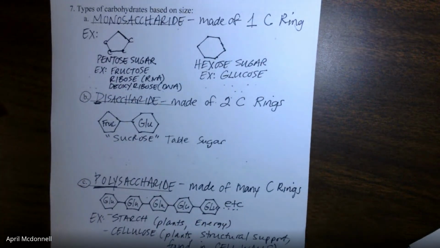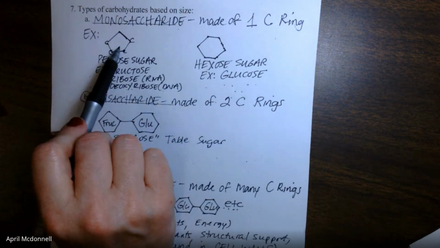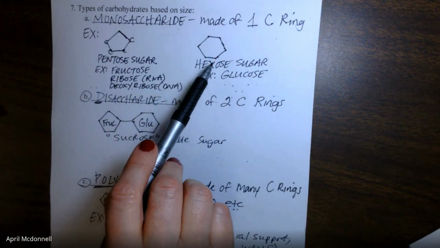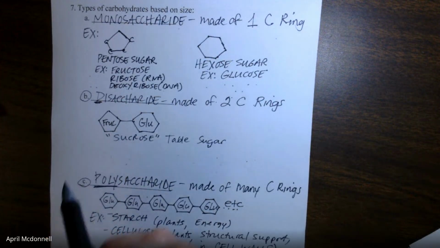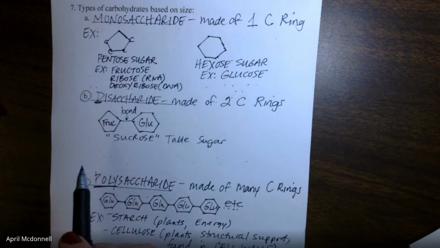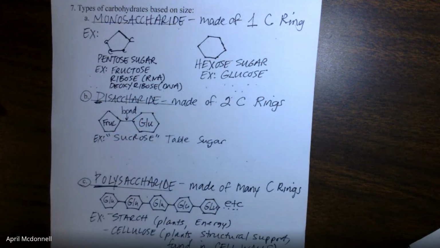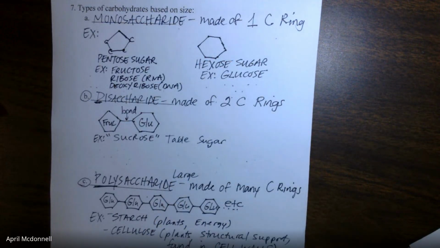So let's make sure we are all comfortable with the different symbols of monosaccharides, or individual carbon rings, whether it's going to be a pentose sugar or a hexose sugar. Disaccharides are when two rings are connected together. This is a bond that is connecting them together. Our example is sucrose. You want to make sure you look in your lab for other examples. And then our last type of carbohydrate is called polysaccharides. They are very large, made of hundreds or thousands of glucose units connected together in a very long chain.